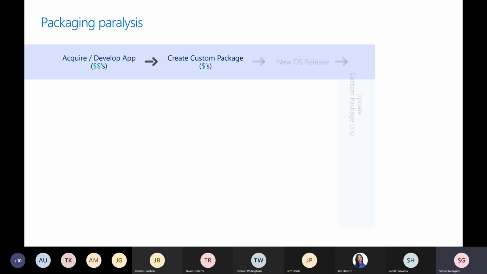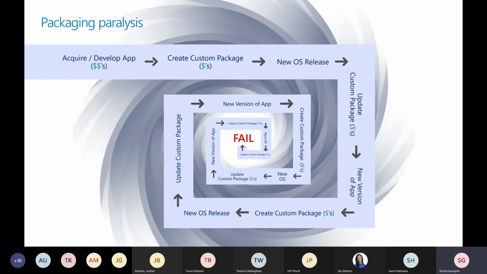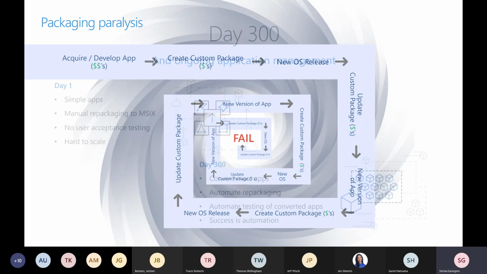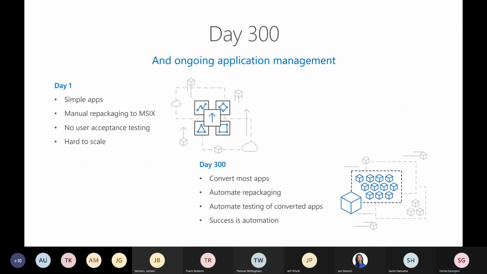All right, we talk about the packaging paralysis. Wonderful slide, so you get to see it a second time. I did touch on this. We have day one. You pick the applications that you know you can repackage, or somebody has repackaged for you. You put them into your Azure Virtual Desktop environment. You take your test user, you go in, you start the application. Yay, it's working. I can see it, it starts. I'm done, ready for production.